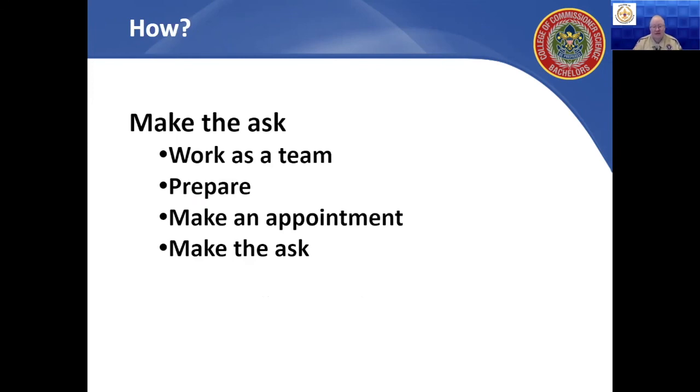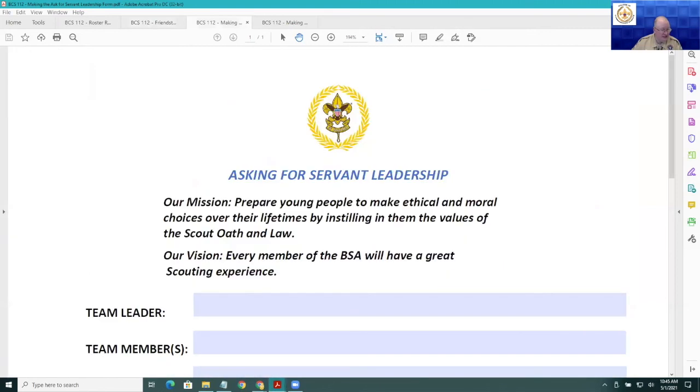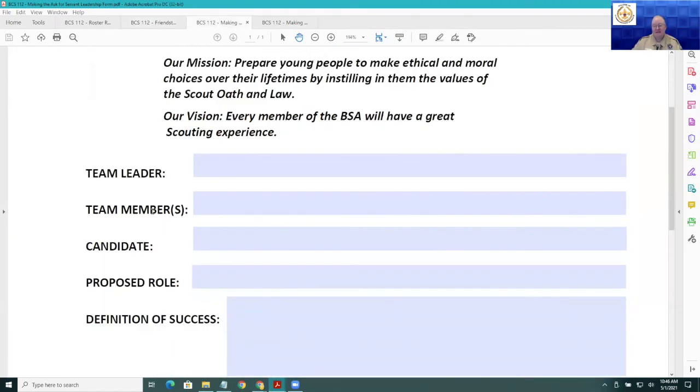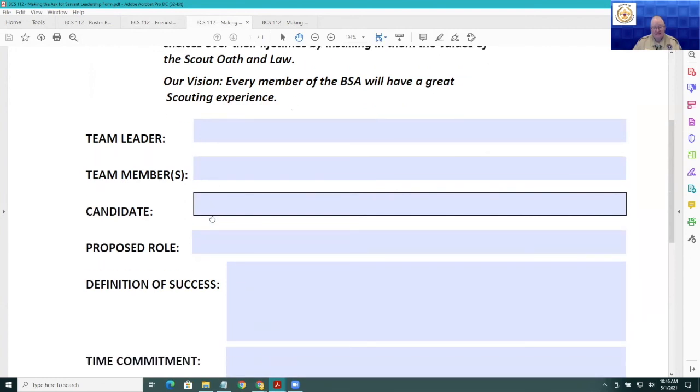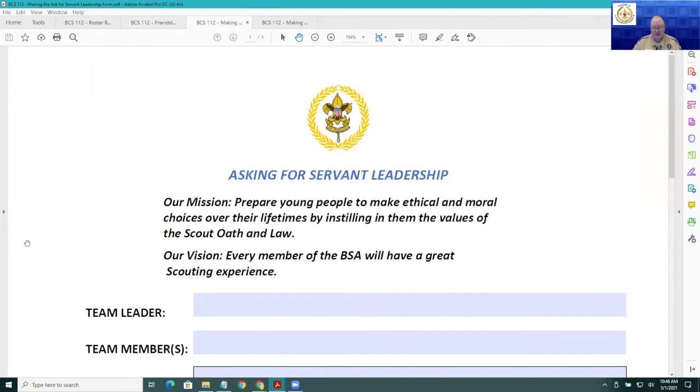Now there's a template that we use to make the ask, and I wanted to show that really quick. Let's see, that's this one, asking for servant leadership. So this lays it out in a structured format: the team lead, team members, who the candidate is, and the role that we're going to ask. Actually, there's a sample one here. I'm going to show it.